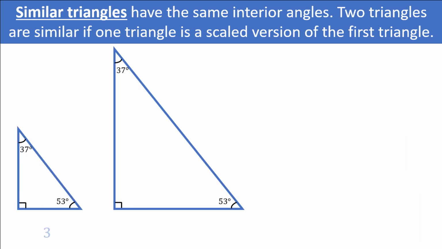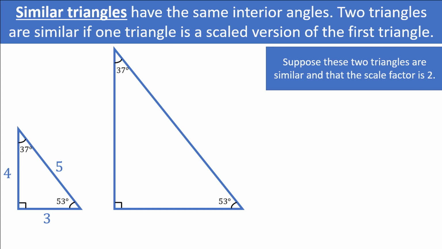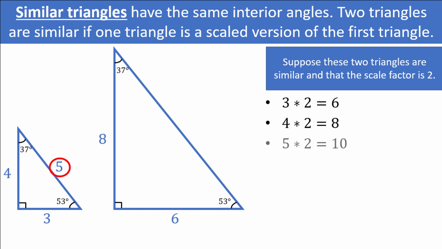Let's say the base is 3, the height is 4, and the hypotenuse is 5. If I told you that these two triangles were similar, and that the second triangle is twice as large as the first, you can find all the side lengths of the larger triangle by simply multiplying each side of the smaller triangle by 2. 3 times 2 is 6, 4 times 2 is 8, and 5 times 2 is 10. We call 2 the scale factor.